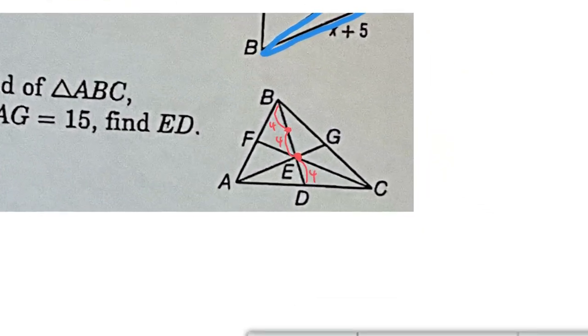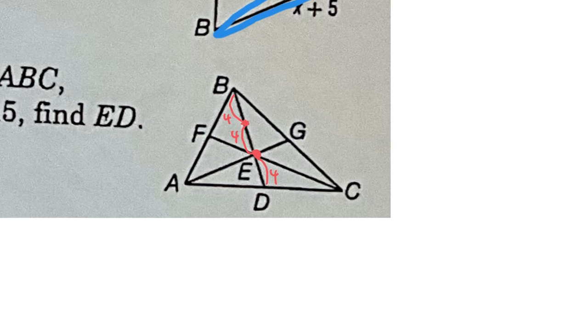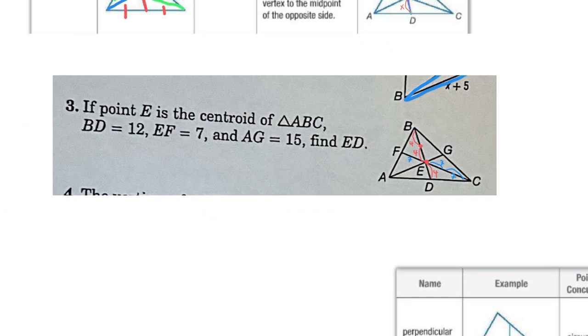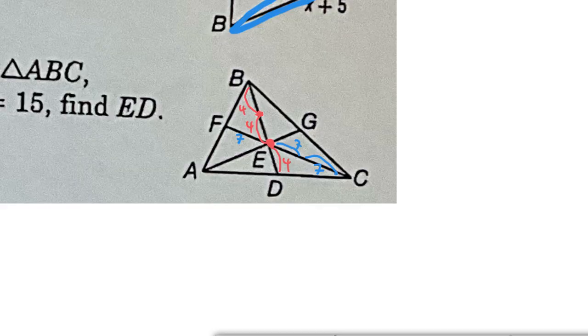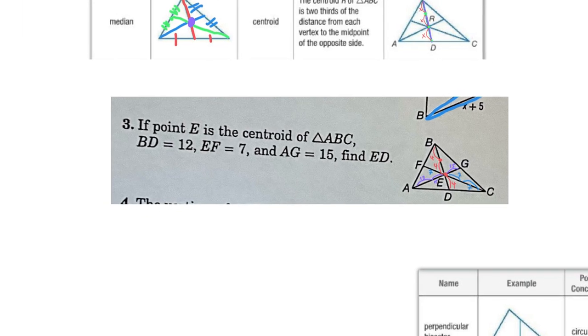Okay, EF is 7. Okay, got it. Oh, guess what? This is 7. And then this is 7 also, right? And then AG is 15. Oh, that's the small part right here. That's 15. Okay, cool. Guess what? 15. So we get these purple 15s. So I feel like I just labeled that amazingly.